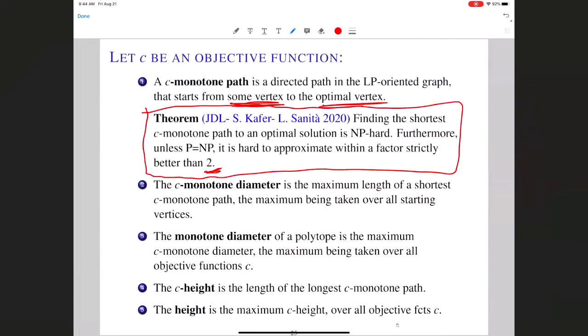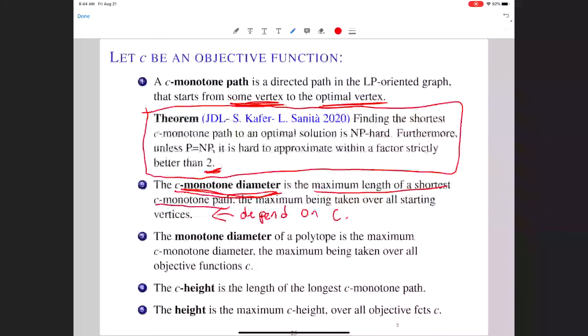Anyway, once you have the monotone path, you can define what I call the monotone diameter, right? The monotone diameter, again, is the maximum length of a shortest monotone path, and I'm taking the maximum over every possible vertex. If I start from a vertex to the optimum, I have a shortest path, and then I take the maximum over that. I'll show you an example in a moment. But this depends on C, right? The answer will depend on the objective function.